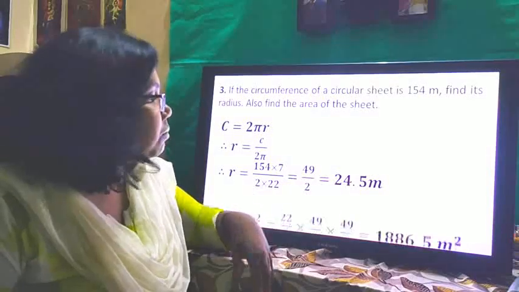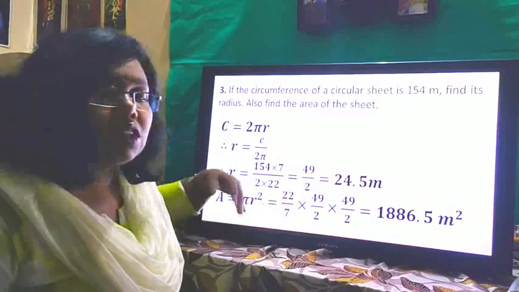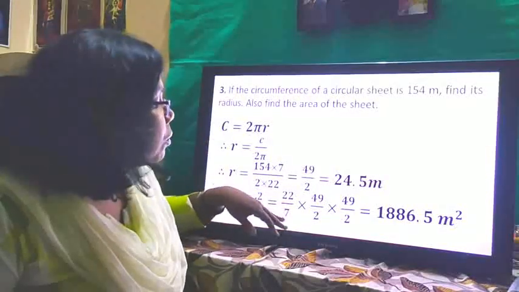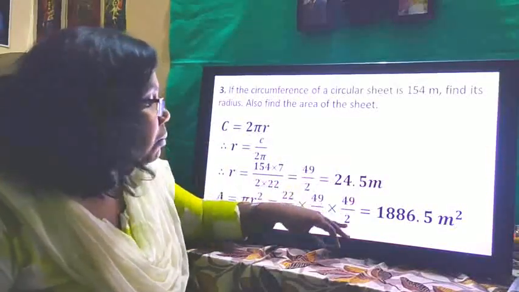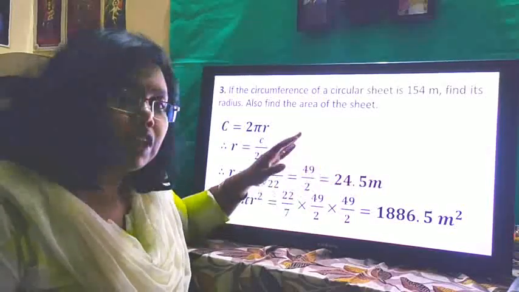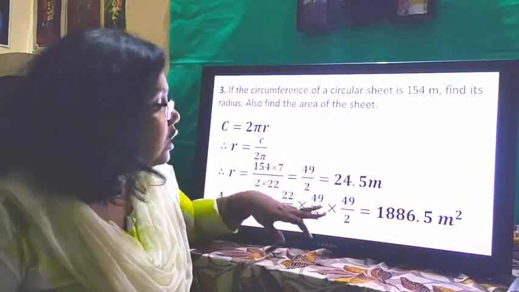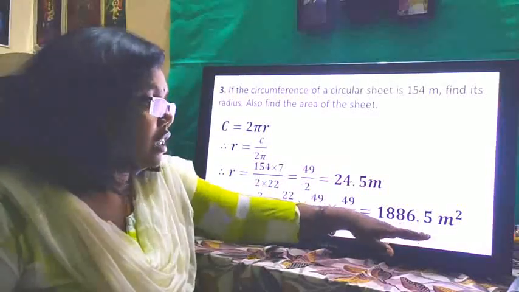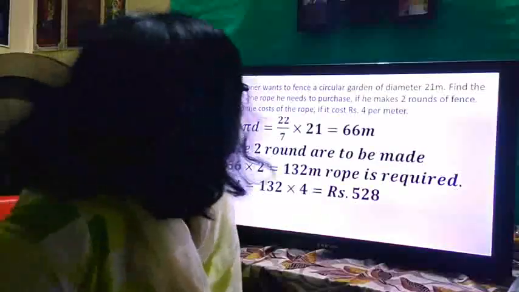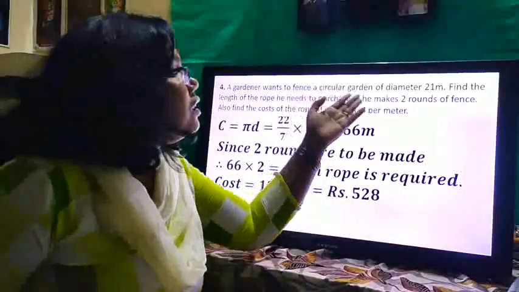as radius. Now area is pi r square. A similar process as in the last question we did. 22 upon 7 into 49 by 2 into 49 by 2. 24.5 is nothing but 49 by 2. We can use either of it. Here I have taken 49 by 2 directly, so we get 1886.5 meters.